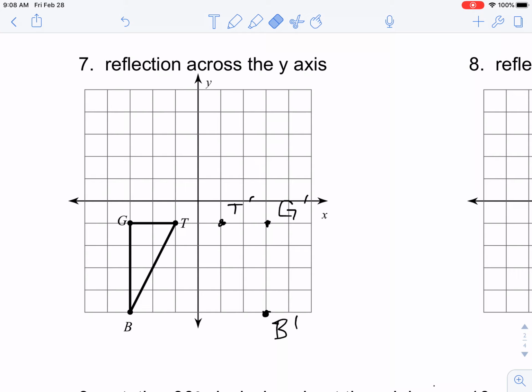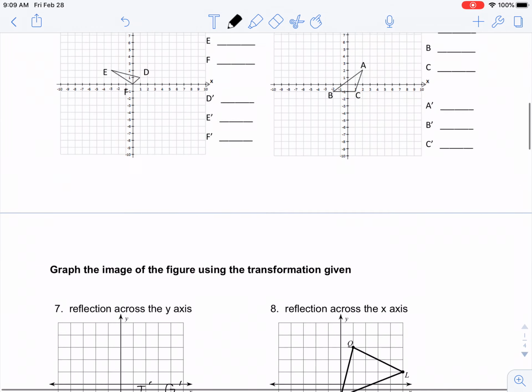This stuff is not there. And then we just connect our points. And we should have the same shape just flipped over. Let's take a look at dilations.